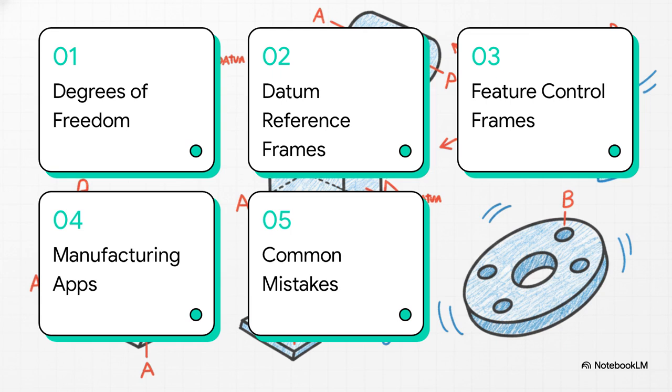Here's our roadmap for today. We'll start with the 6 degrees of freedom, then move into building datum reference frames, reading feature control frames, looking at real-world manufacturing and inspection applications, and finally, we'll wrap things up with some of the most common GD&T mistakes.